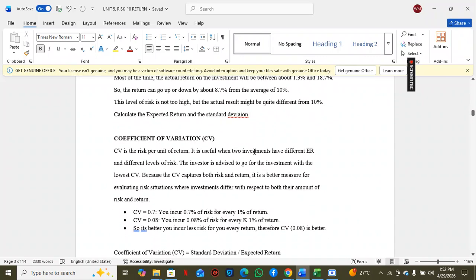This is what coefficient of variation is. It's how much risk you're incurring for each unit of return. Okay, the risk per unit of return. How much risk you're incurring for the return that you're getting. So for example, a coefficient of variation.